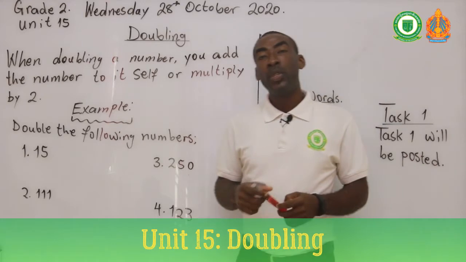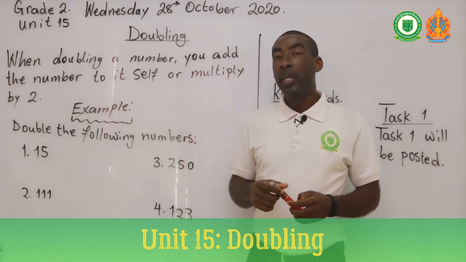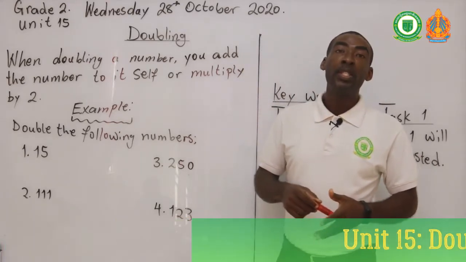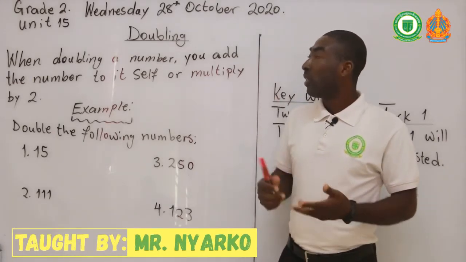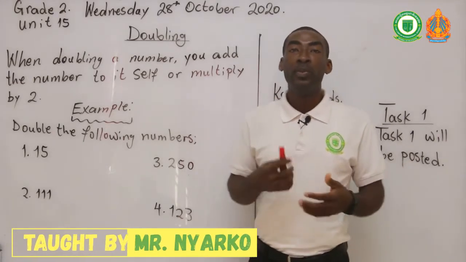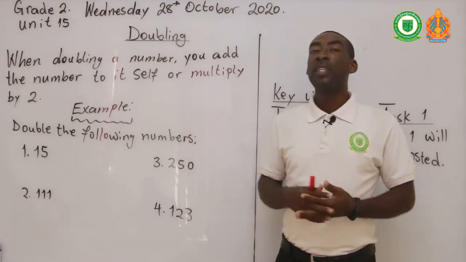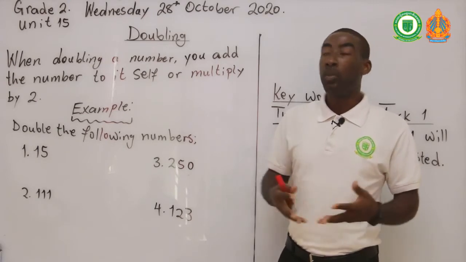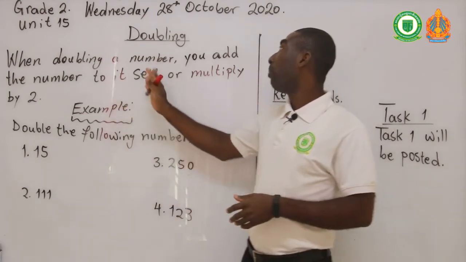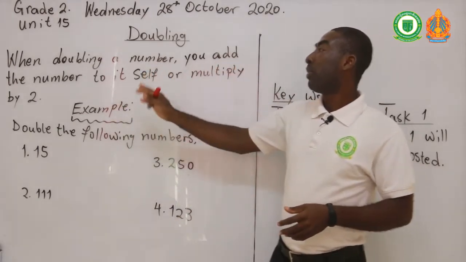Again, today we'll be continuing with our topic from Unit 15, page 56 of your textbook. We continue our lesson on how we can double numbers, okay? So first we need to remind ourselves about what actually is the meaning of doubling, okay? So when doubling a number, you add the number to itself.